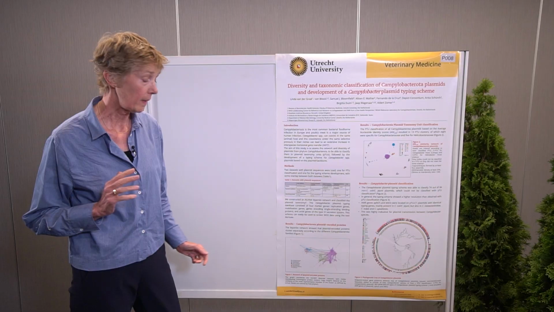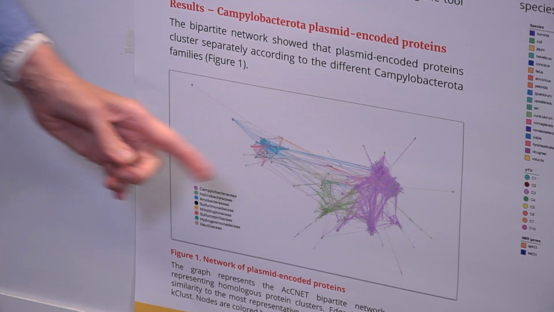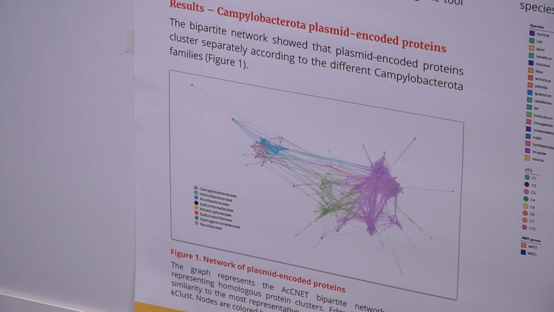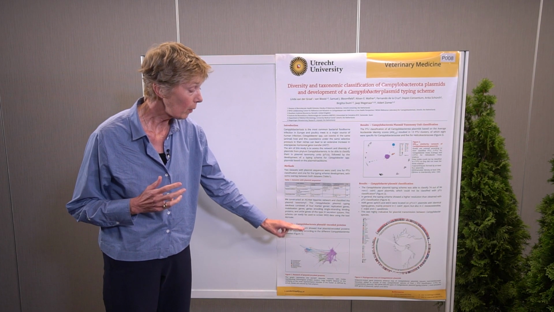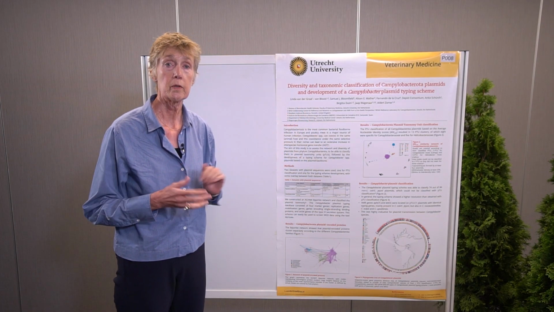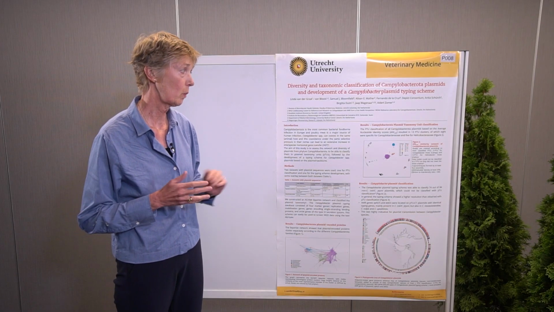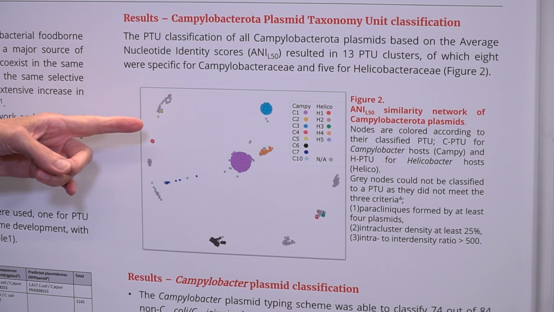When we then cluster the plasmids using a so-called bipartite network, you can see here that it's based on the homology between the plasmid-encoded proteins. You can clearly see that the plasmids of Campylobacteriaceae cluster separately within the whole phylum of other Campylobacterota species. Also, when we cluster the plasmids based on average nucleotide identity scores, which groups them into so-called plasmid taxonomic unit clusters, you can also see a clear differentiation of the Campylobacter plasmids.